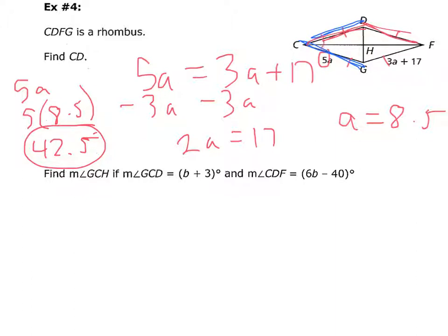Okay, so you have consecutive angles. Well, what do we know about consecutive angles of a quadrilateral? Well, we always know they add up to 180 degrees. So I can take this and add them up and set them equal to 180. So we have B plus 3 plus 6B minus 40, and that always equals 180.